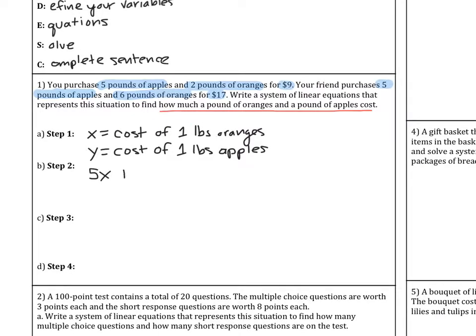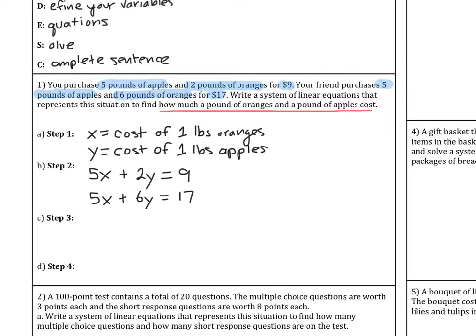And then we're going to add that to however much we paid for the oranges. So we bought 2 pounds of oranges and they cost Y dollars, so it's 2 times Y. And if you add up those two costs, it totals $9 according to the prompt. Now we can use that second sentence. It says 5 pounds of apples and 6 pounds of oranges cost $17. So you take the 5 pounds and you multiply it by the price per pound, so 5x. And then here you have 6 pounds of oranges, so you take 6 and you multiply it by the cost per pound, and that equals 17.